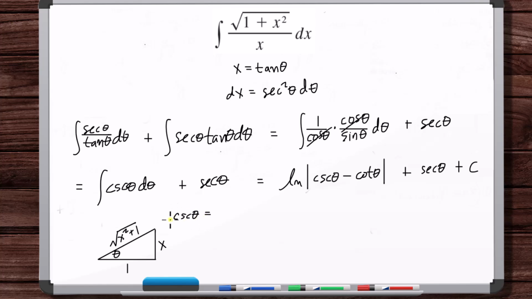All right, cosecant theta. So cosecant is 1 over sine, so hypotenuse over opposite. Cotangent theta is equal to adjacent over opposite. And then secant theta is equal to hypotenuse over adjacent. Okay.